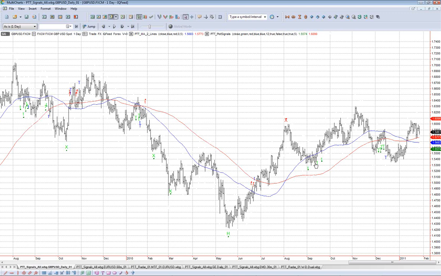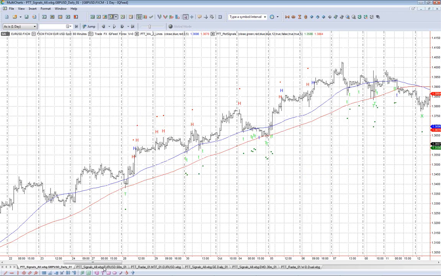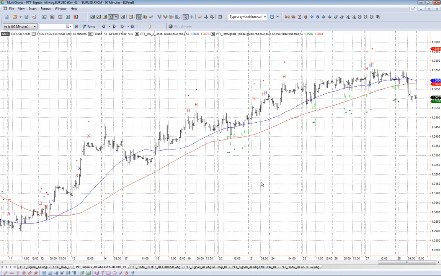I also want to show you a Euro 60-minute chart, and the reason I want to show you the Euro 60-minute chart is because I think this particular chart gives you a good indication, even on a trend, why you want to use the suggested stops. And you can see above the market and below the market these green and red dots. Those green and red dots are suggested stops.